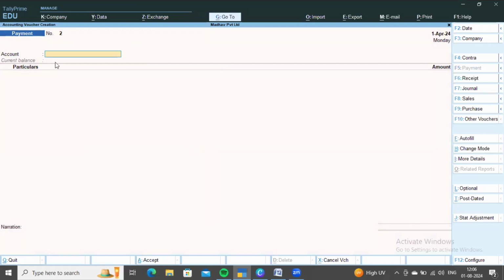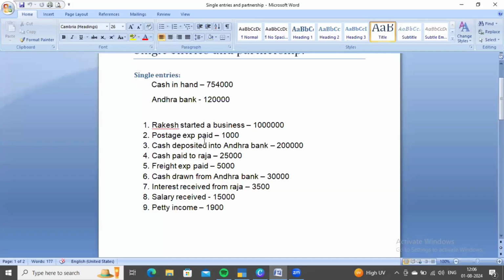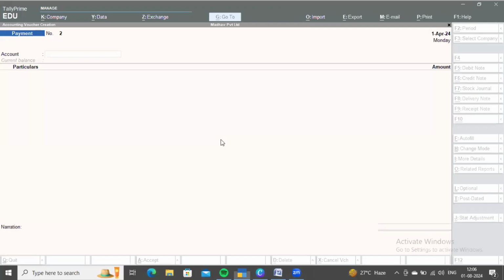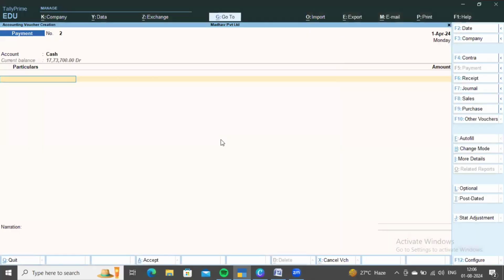This is also nothing but debit column and these are all credit particulars. Postage expenses paid. Here we paid postage expenses. So cash is going out. Here you need to give cash account and here you need to give postage expenses.